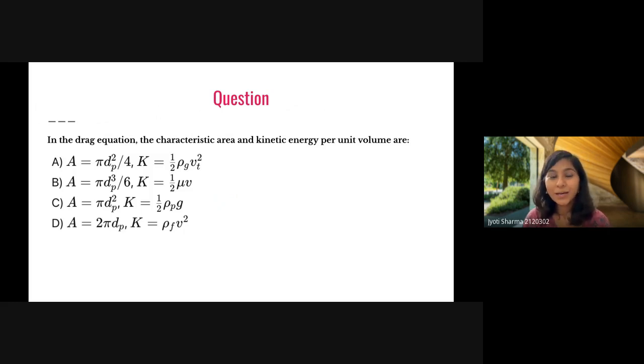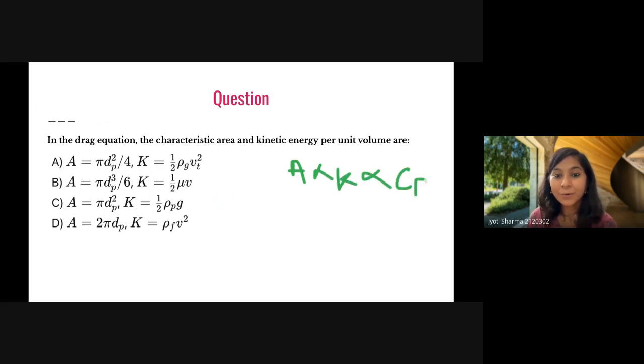Okay, now we are diving into drag force, and as I told you, drag force is A multiplied by K multiplied by CD, right? Now, can you tell me the formula of this A and K? In the drag equation, the characteristic area and kinetic energy per unit volume are pi d square upon 4, K is equal to 1 by 2 rho Vt square, and likewise, we do have different options. Can you guess which one is the right answer?